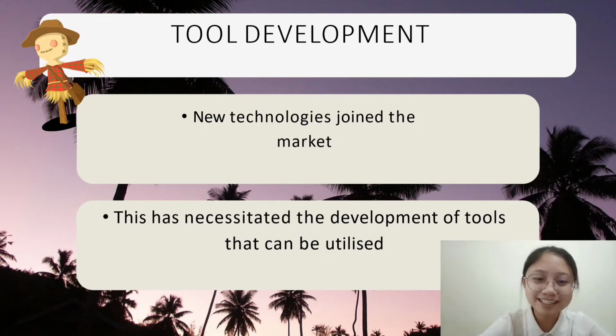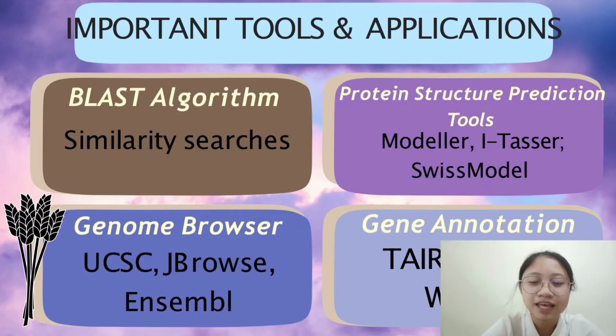Next, I'd like to discuss our topic, future application of bioinformatics in agriculture, on tool development and application. Tool development occurs when new technologies join the market. These improve the process of storing and organizing data to make data more structured, reachable, updated, and easily cross-referenced. When there is more and more agricultural knowledge data, this will necessitate the development of tools that can be utilized. There are some important tools and applications that can be used in future agriculture.